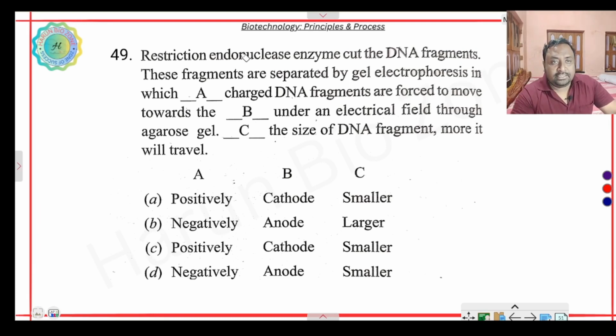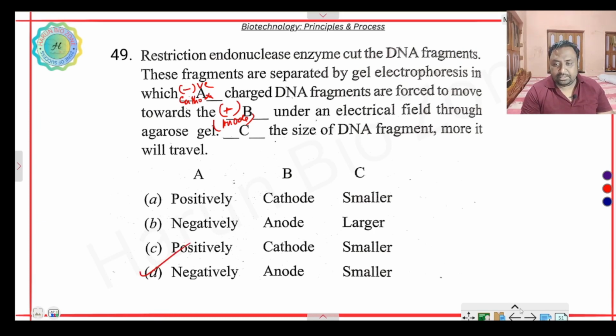Restriction endonuclease enzyme cuts the DNA fragment. These fragments are separated by gel electrophoresis, in which negatively charged DNA fragments are forced to move towards the positive electrode. Positive means anode and negative means cathode. Okay, the smaller the size of the DNA fragment, the more it will travel. That is, D is the correct answer.